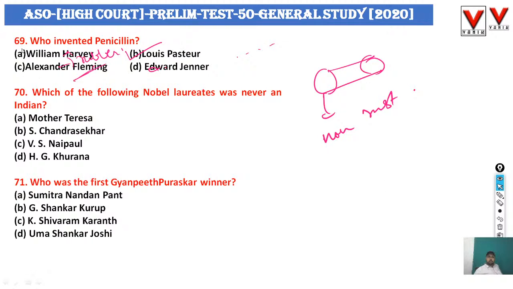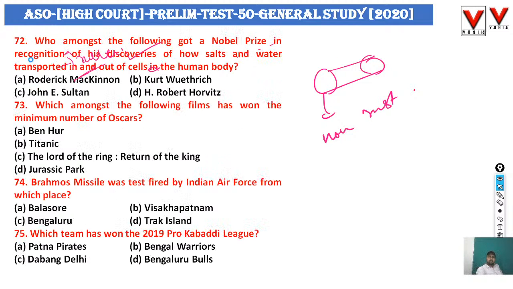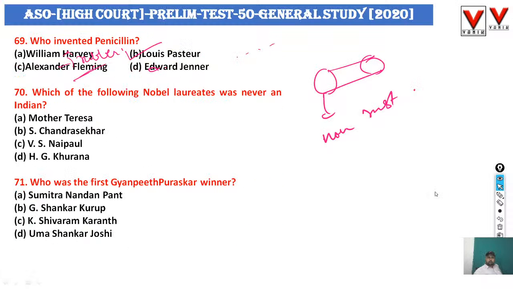Let's move to question number 69. Who invented penicillin? Yes, penicillin was invented by Alexander Fleming.